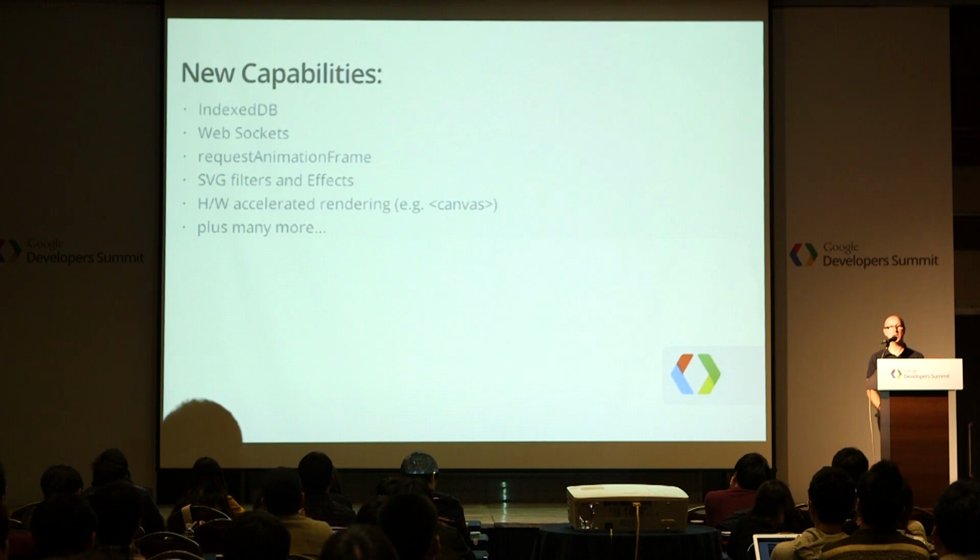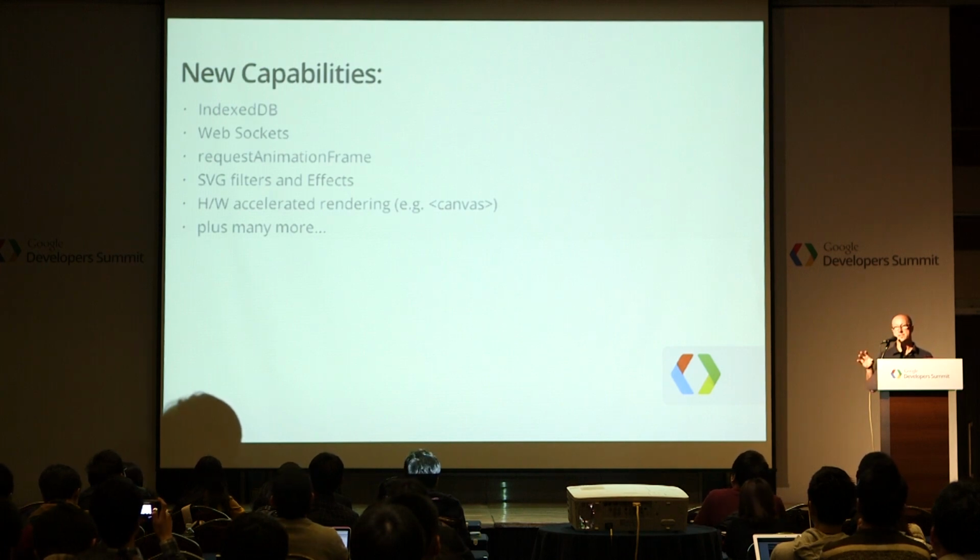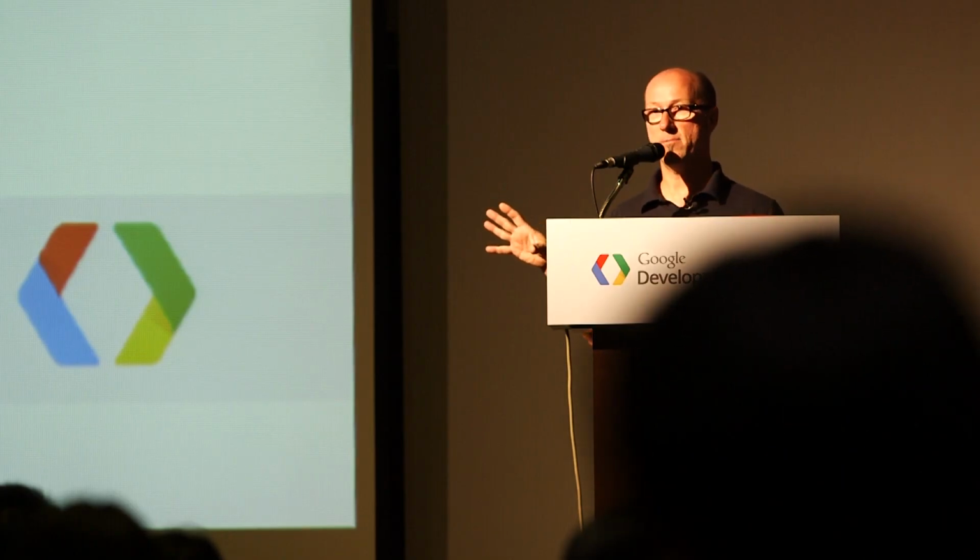So here are some of the features that we actually have in the WebView that weren't there in the old days. So IndexedDB, that's a very important technology to store data on the device. Now, IndexedDB provides a really powerful database primitive. It runs asynchronously, so it's a non-blocking API.